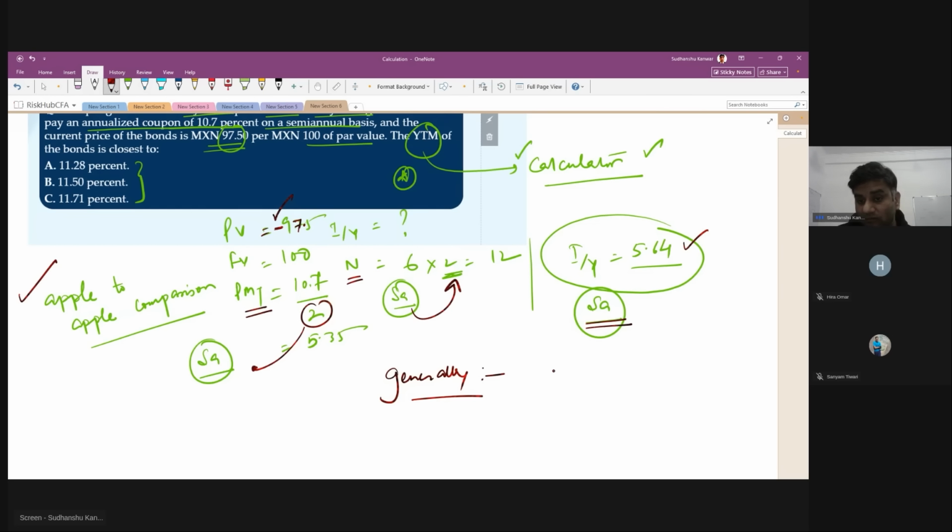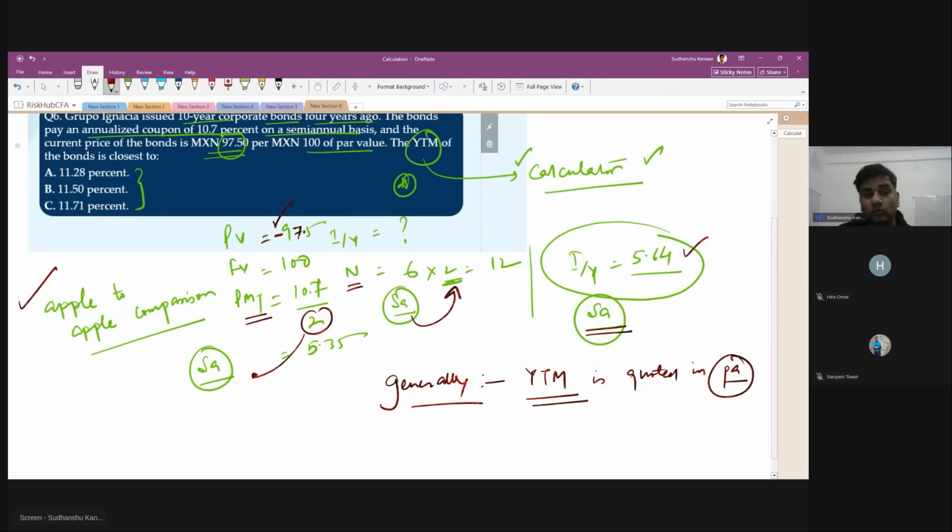So the YTM, generally, whether you are giving CFA, FRM, any exam, YTM is quoted on a per annum basis, PA basis. So even though it is not written here, nowhere it is written here, YTM of the bond is closest to 11.2, 11.5, 11.71. But it is the convention. YTM is quoted per annum. This is a convention. That convention means this is the rule which finance people follow.